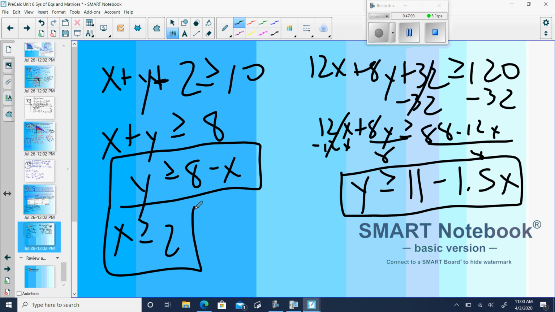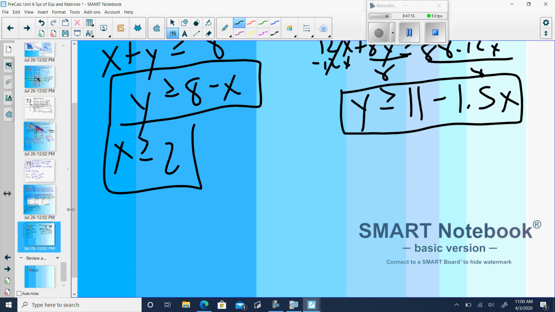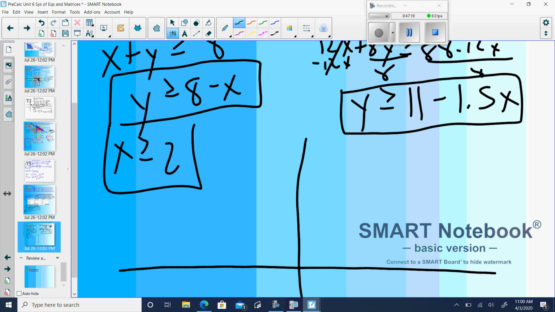All right, so now we have some things we can work with. Let's go ahead and try to graph those. So we have y greater than or equal to 8 minus x. So we have 8 minus x, and that's going to come out over here, 8.